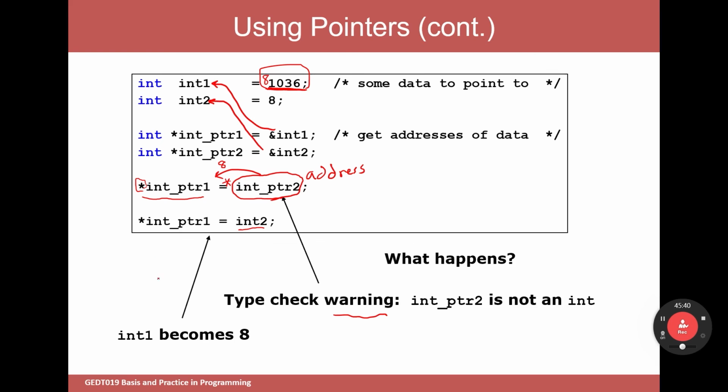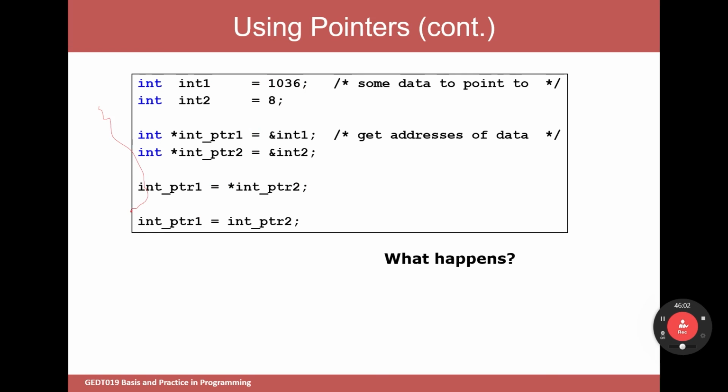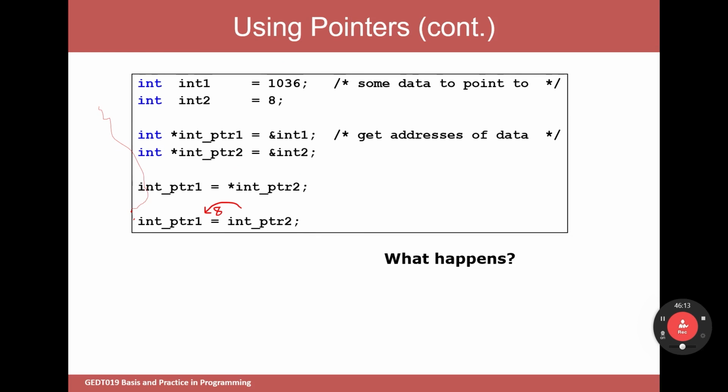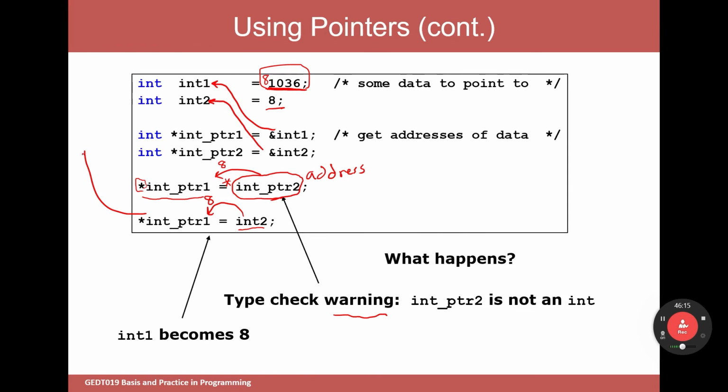Here, if we say star int PTR1 equal int 2. Int 2 is 8. So the value of int 2 will go to where this pointer is pointing. So this pointer is pointing to int 1. That means int 1 will receive value 8. Okay? So 8 will go to here. That means this 8 will go to int 1. Okay?